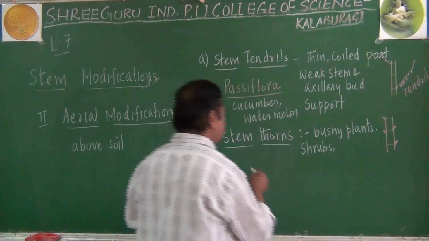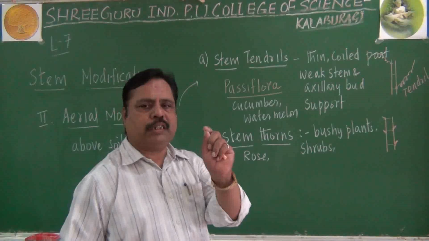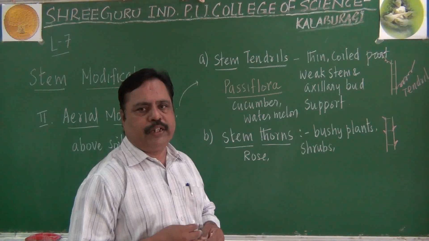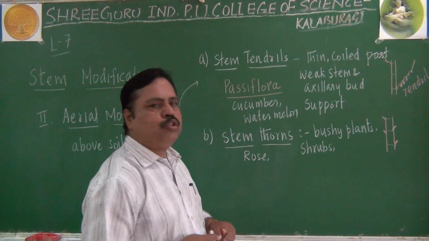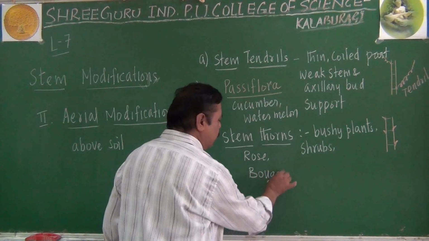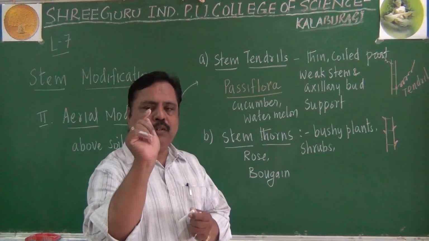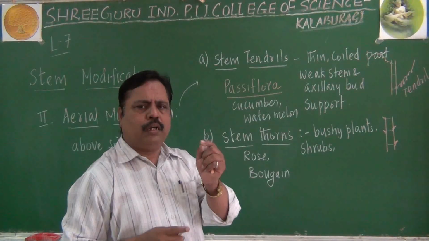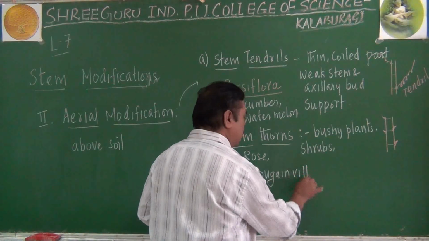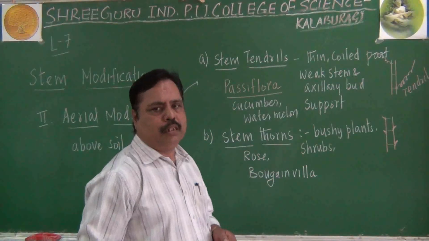This thorn can be found in the case of the rose plant. You might have seen that in rose plants we come across thorns. They are nothing but modified aerial stems, we can say. It is a stem thorn. Bougainvillea, you might have seen. Bougainvillea produces violet colored flowers, but at the same time on the stem they also have very hard stem thorns. This bougainvillea, even the rose plant, they all contain stem thorns.